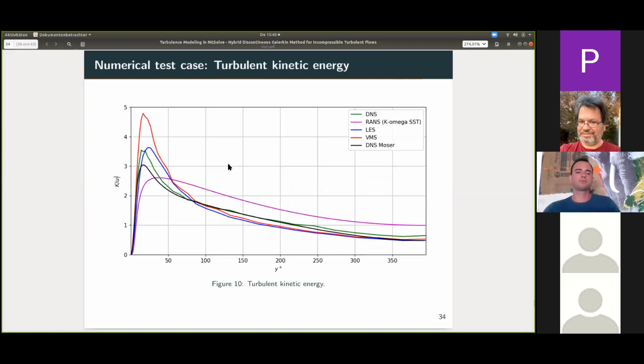Another point we can have a look at is the turbulent kinetic energy. In the RANS case, it would be the modeled turbulent kinetic energy. For the DNS, LES, and VMS setup, that would be the trace of the Reynolds stress tensor, or the mean of the trace. There we see also quite good agreement of the coarse DNS setup, and the LES is slightly better than the VMS.